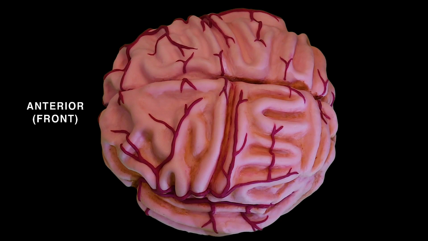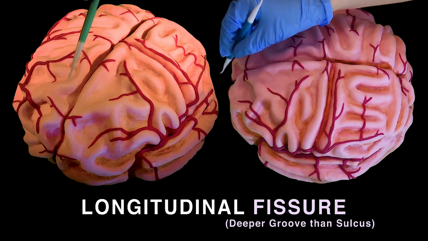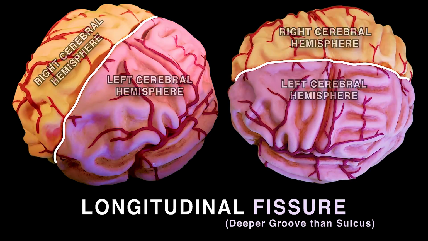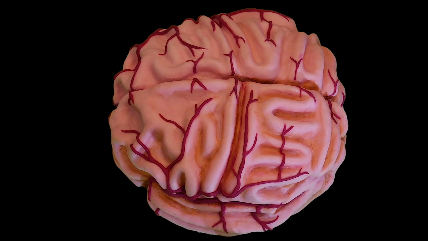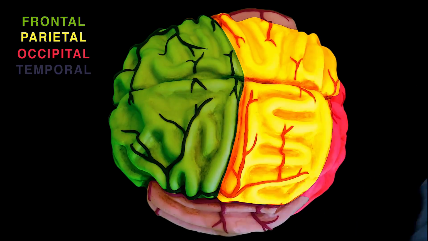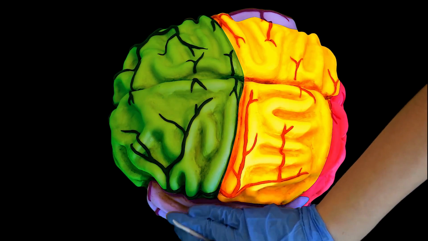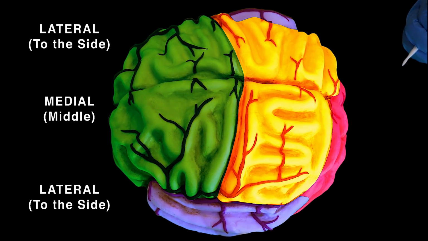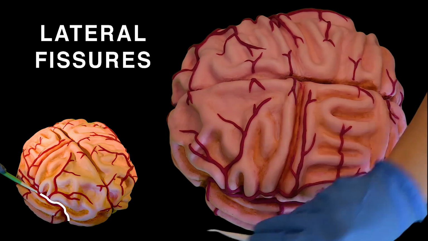Here's the anterior and the posterior. The longitudinal fissure divides the brain into two cerebral hemispheres. We see 4 lobes: frontal, parietal, occipital, and temporal. The temporal lobes are more lateral and are separated from the other lobes by the lateral fissures.